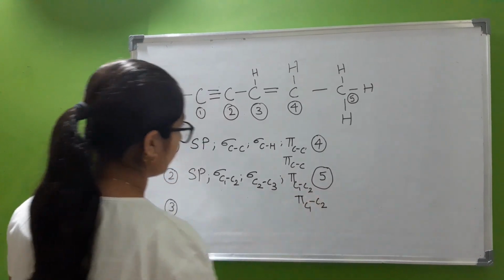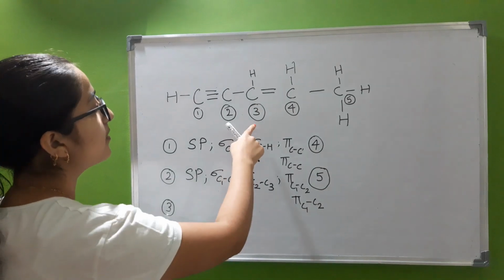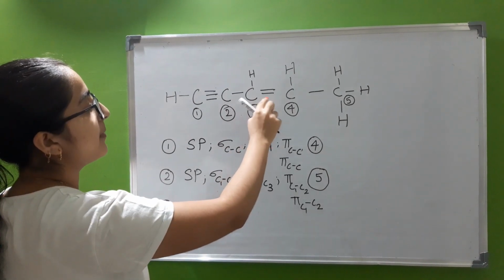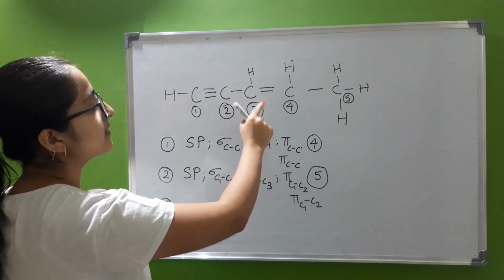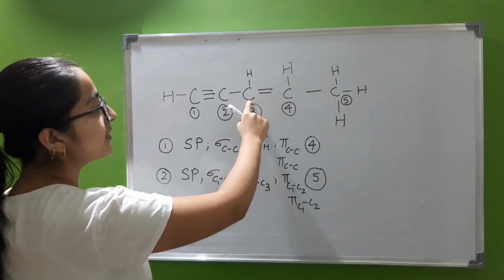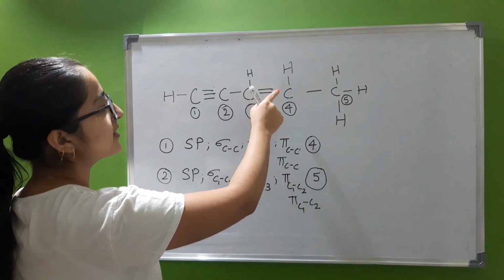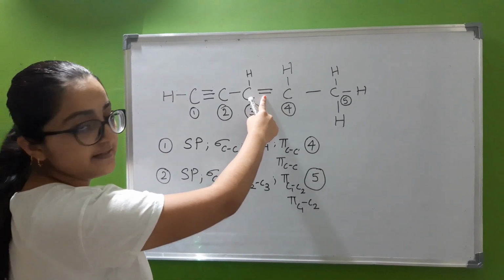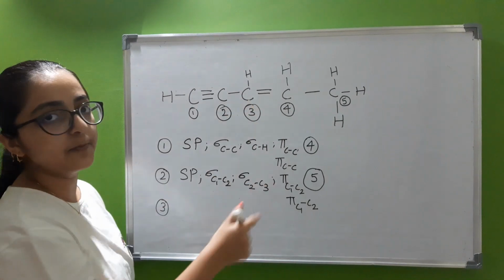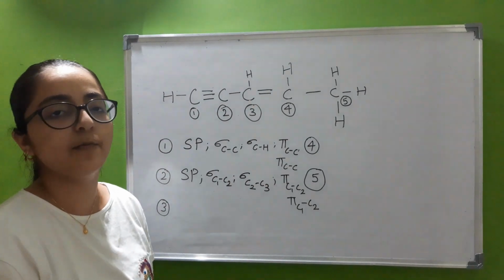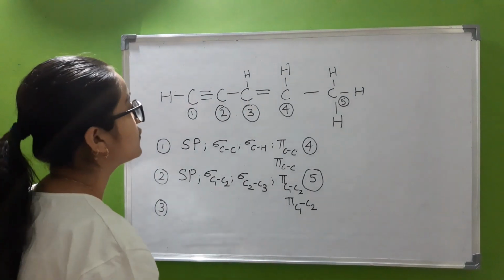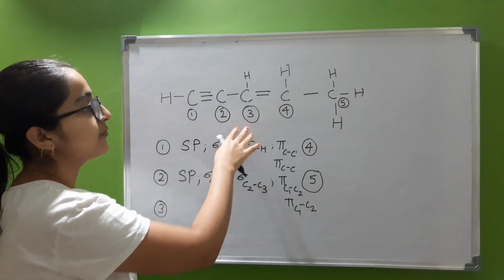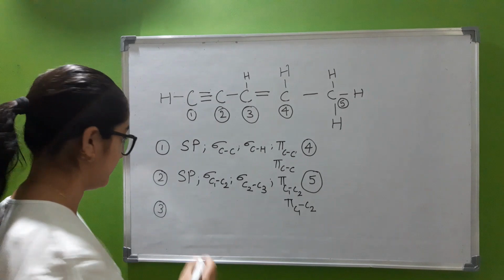Now coming to carbon number 3, let's look at the number of bonds present between the third and fourth carbon. For this one, the first bond present is the sigma bond, and the one present below it is definitely the pi bond, because the pi bond is always formed after the formation of a sigma bond. So since there is only one pi bond present here, the carbon is known to be sp2 hybridized.